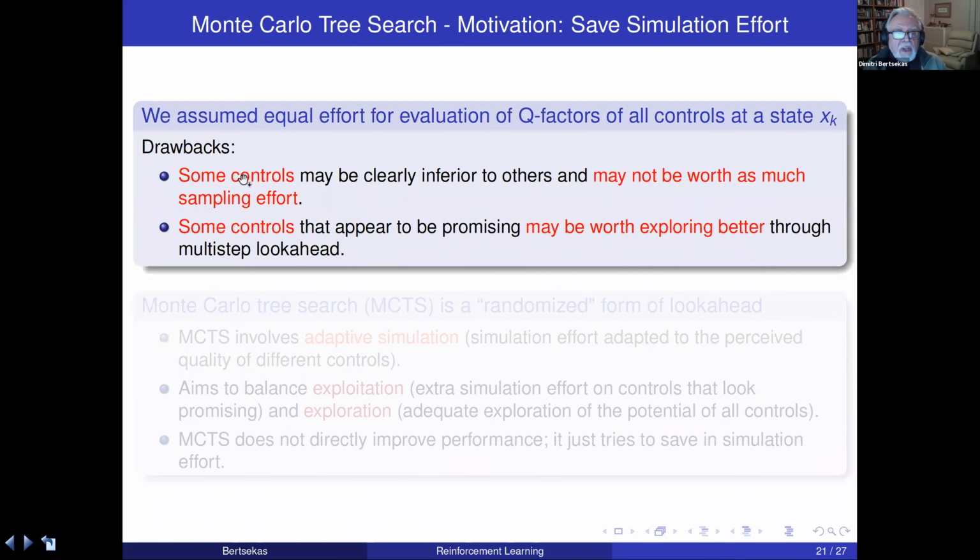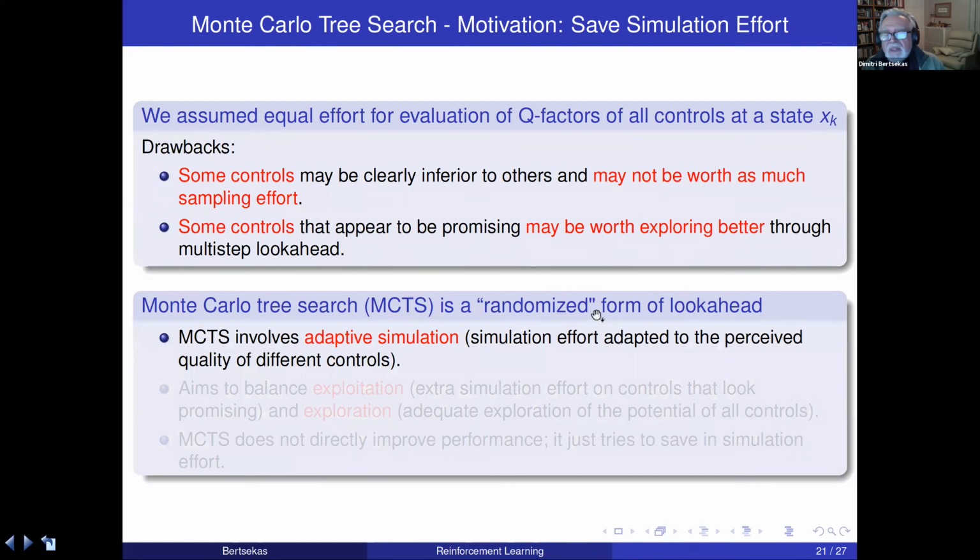Also, just as some controls can be clearly inferior, some controls may also appear to be promising. On the basis of some limited simulation, they seem to have nice Q factors. So they're promising, and they may be worth exploring better through the use of multi-step look-ahead. So that's another idea involved in Monte Carlo tree search.